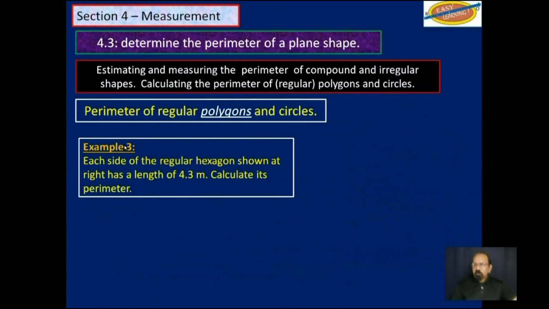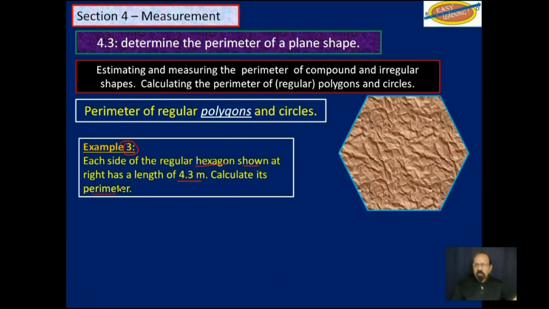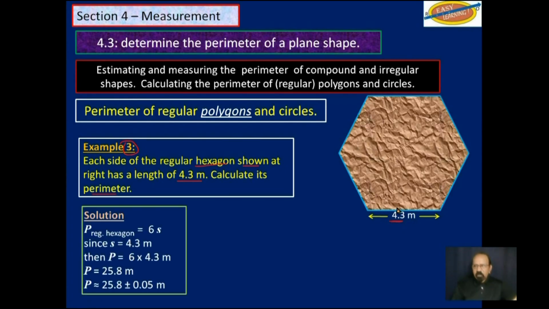Example 3. Each side of the regular hexagon shown at right has a length of 4.3 meters. Calculate its perimeter. So this is the hexagon. It's regular, meaning that all the sides are equal to each other and all the angles are equal to each other. This one side down here is 4.3 meters. So you add 4.3 six times, or you multiply 4.3 by 6.